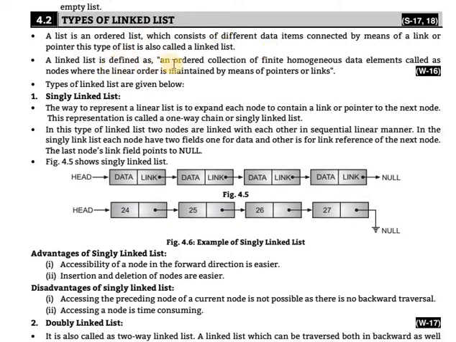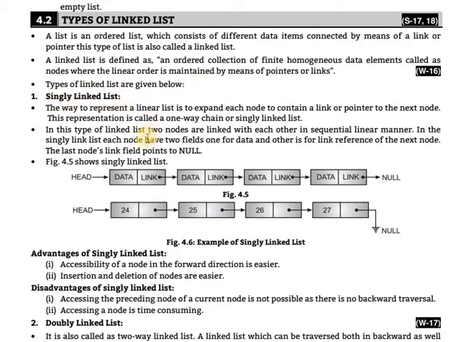A linked list is defined as an ordered collection of a finite number of homogeneous, meaning same type of, data elements called nodes, where the linear order is maintained by means of pointers or links. Okay, maintained through pointers or links. Types of linked list are given below.